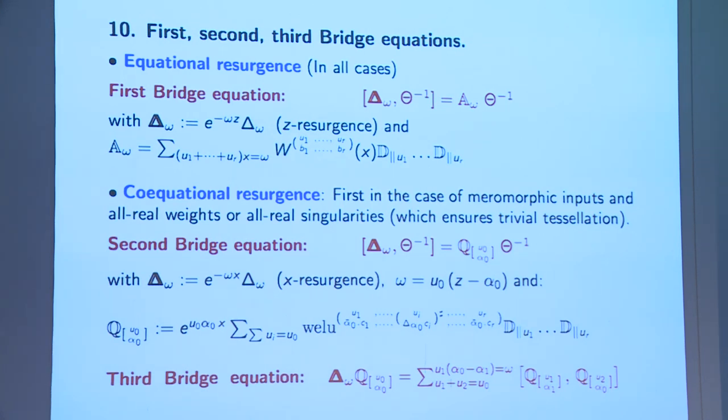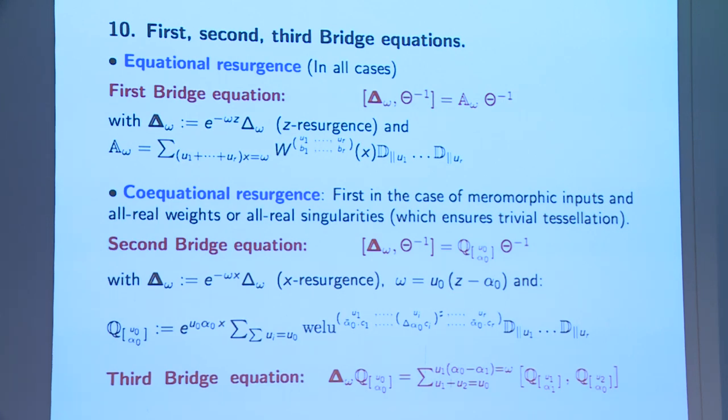It is a constant in z, but it is an entire function of x. So it describes everything because it can be iterated in terms of itself. So it gives all the information. Not so with coequational resurgence, because the first bridge equation, which we find, the second one, looks formally the same, but actually the q's on the right-hand side do depend on x, but not as entire functions, because here x is the resurgence variable. So to describe the resurgence in x of this new object, it takes a third bridge equation, which thankfully is closed. It expresses the alien derivations of q in terms of q itself.